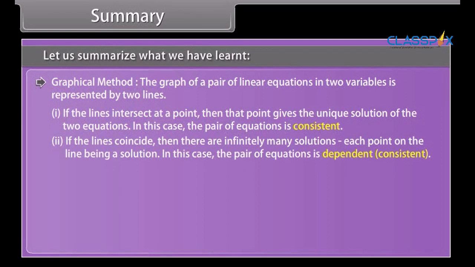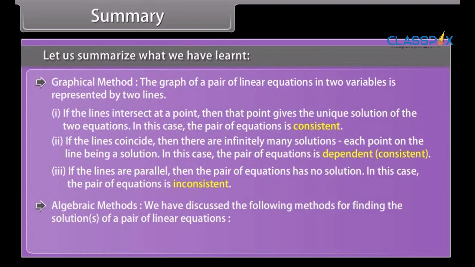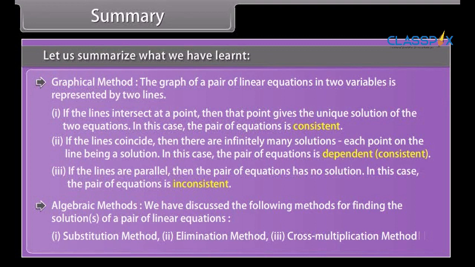2. If the lines coincide, then there are infinitely many solutions, each point on the line being a solution. In this case, the pair of equations is dependent, consistent. 3. If the lines are parallel, then the pair of equations has no solution. In this case, the pair of equations is inconsistent. Algebraic methods. We have discussed the following methods for finding the solutions of a pair of linear equations: 1. Substitution method, 2. Elimination method, and 3. Cross multiplication method.